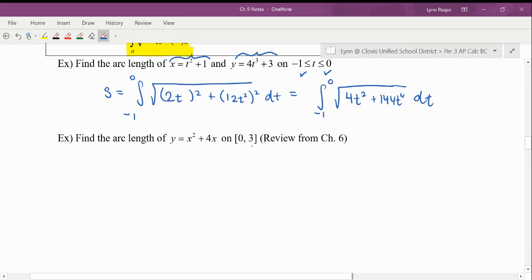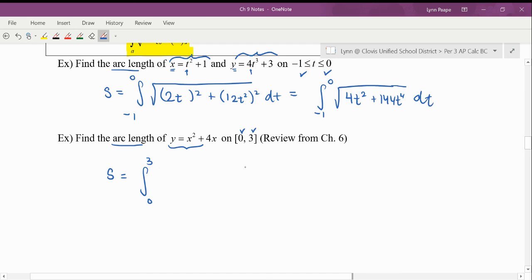Okay, and then this is review from chapter 6, so we're going to do the same thing. So also finding arc length, right? These both are asking for the same thing, but the difference here is we have x and y as dependent variables upon t, whereas here we have y as a function of x, so we have a different formula. So it's still going to be arc length, and our limits are from 0 to 3, right? So from 0 to 3.